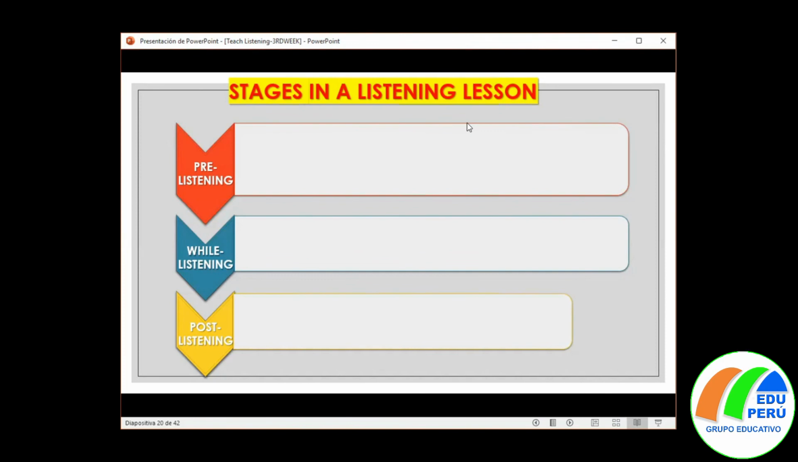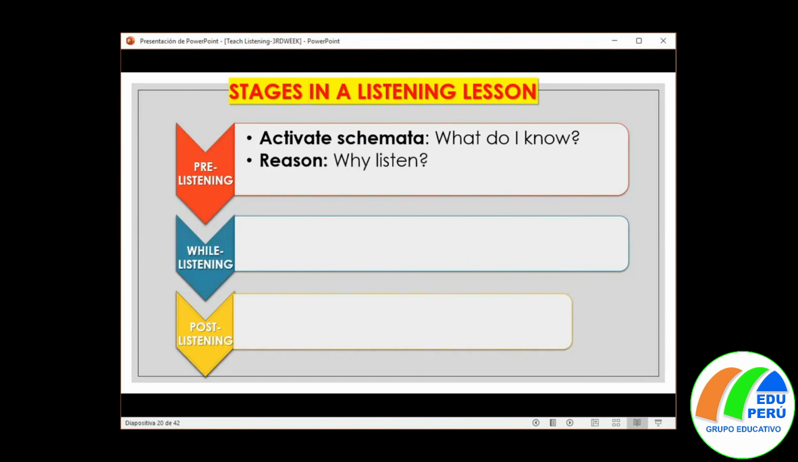So remember, the main purpose of this stage is to activate the schemata. Students are going to ask themselves, what do I know about that topic? About what I'm going to listen to? Remember, in the pre-listening stage, we need to activate the schemata, the prior knowledge. You can use photos, pictures. And the other one, what Janela says, the reason. Why are we going to listen to that? What is the purpose?